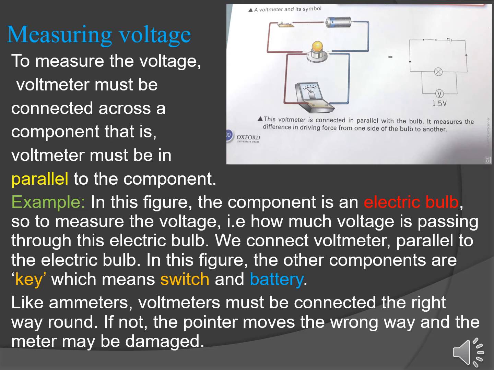In this figure, the other components are key, which means switch, and battery. Dear students, like ammeters, voltmeters must be connected the right way round. If not, the pointer moves the wrong way and the meter may be damaged.